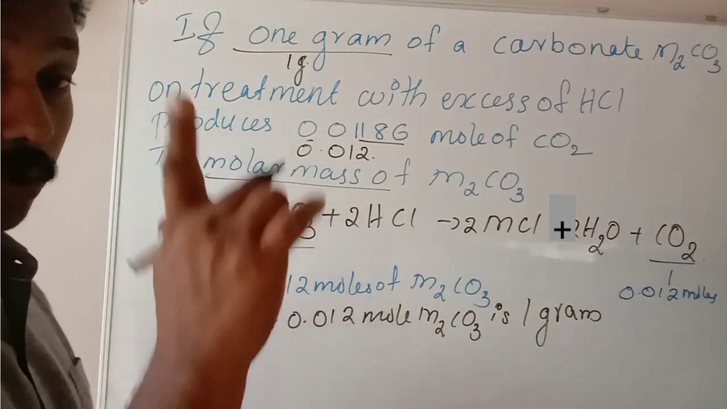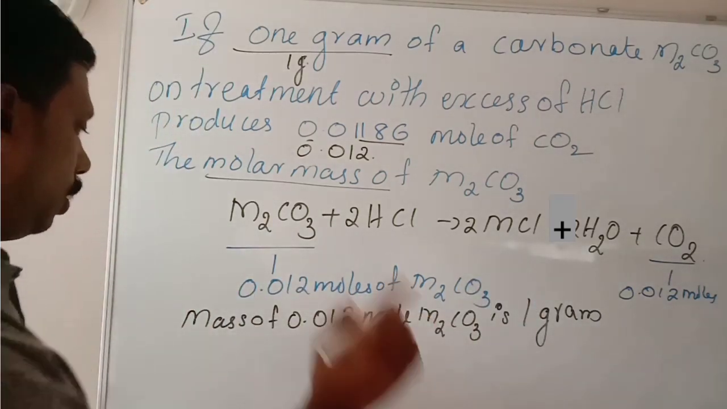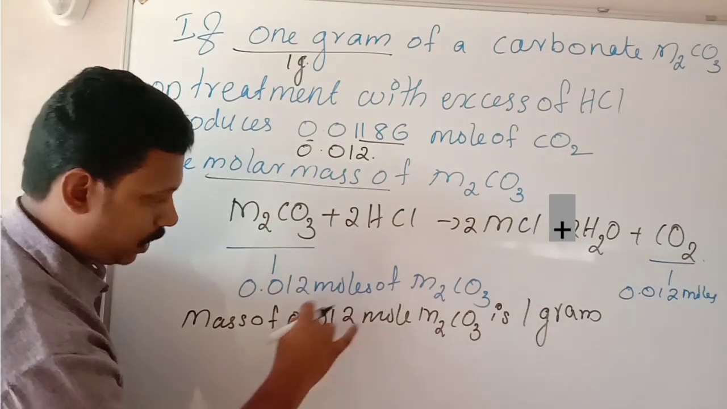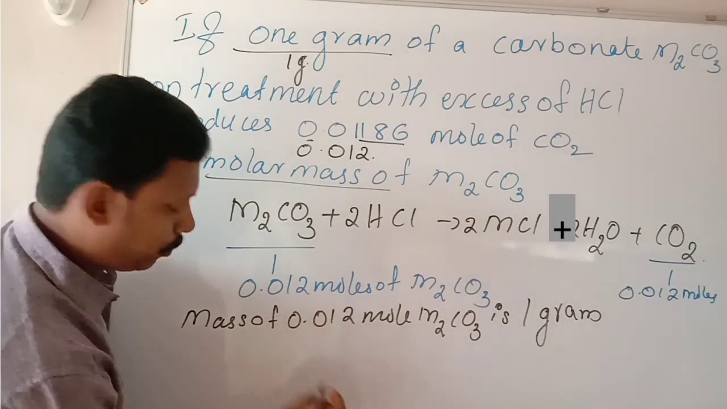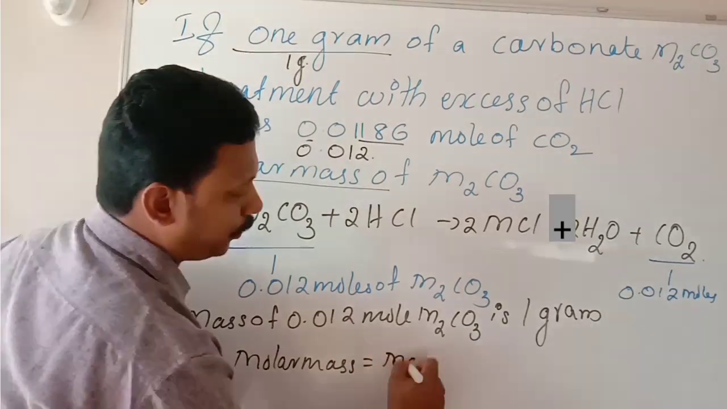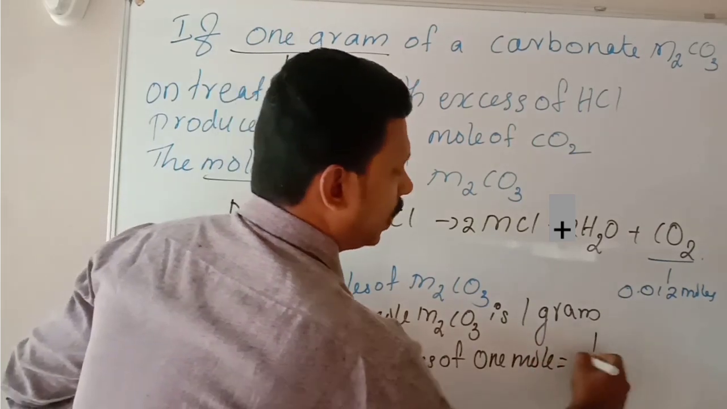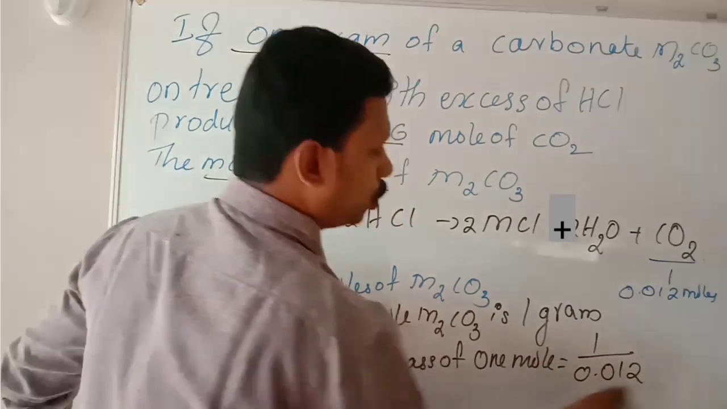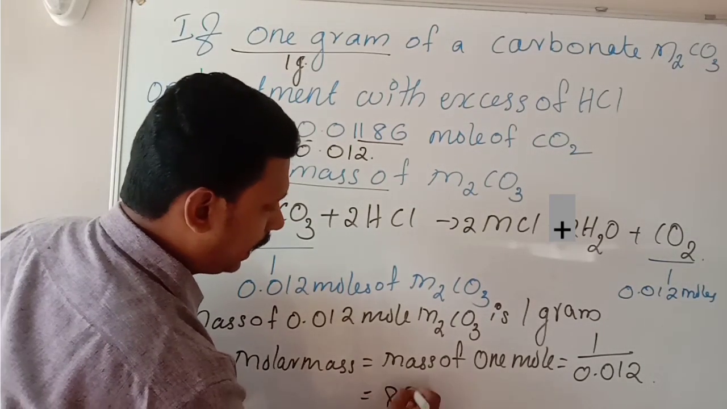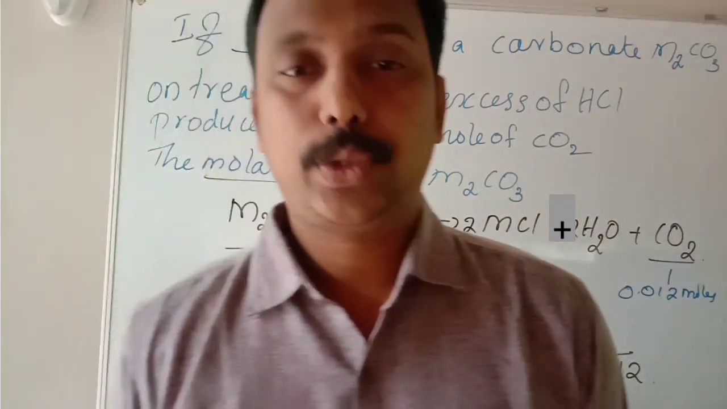So we have to find the mass of 1 mole. You know the mass of 0.012 mole, you have to find the mass of 1 mole. For that, we have to divide this weight of 0.012 mole by 0.012. 1 gram by 0.012. So molar mass equal to mass of 1 mole is equal to 1 divided by 0.012. That is 1 divided by 12 into 10 raised to minus 3, and that becomes 83.3. The answer in the given options is option A.